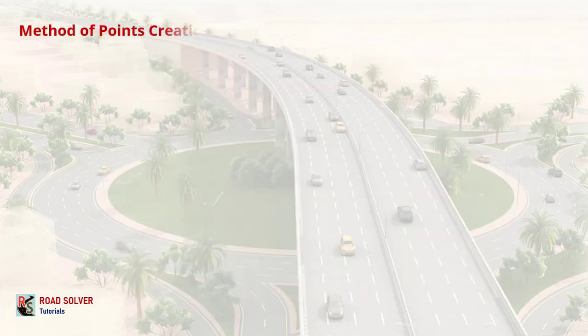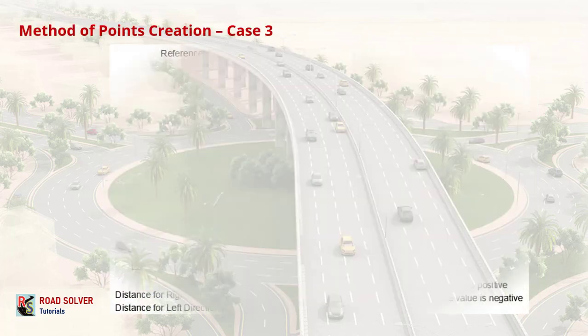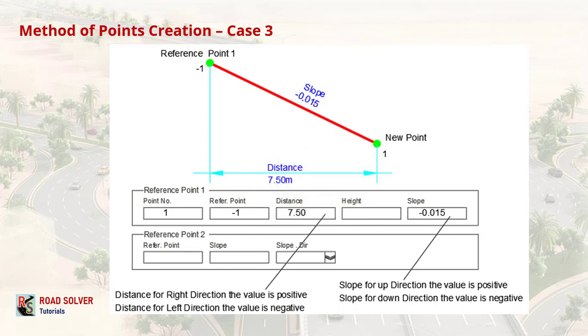Okay, then the next point creation, distance and slope. You give the distance: if it goes right side it is positive, left side is negative. Same for the slope: if it goes down, it will be negative, and if you go up, it will be positive.